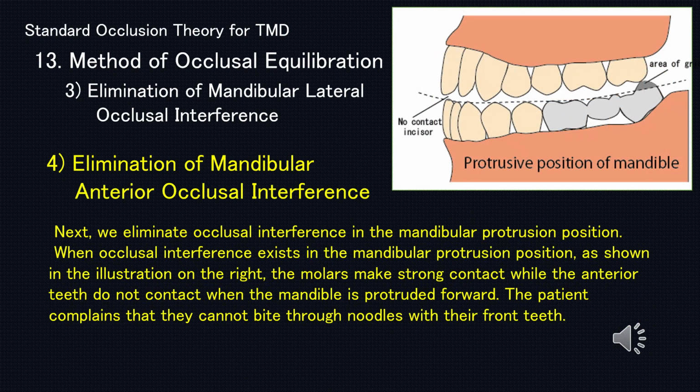4. Elimination of mandibular anterior occlusal interference. Next, we eliminate occlusal interference in the mandibular protrusion position. When occlusal interference exists in the mandibular protrusion position, as shown in the illustration on the right, the molars make strong contact while the anterior teeth do not contact when the mandible is protruded forward. The patient complains that they cannot bite through noodles with their front teeth.